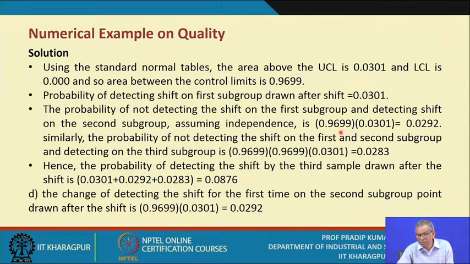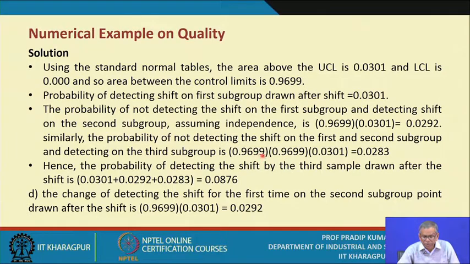The probability of not detecting the shift on the first subgroup and detecting the shift on the second subgroup, assuming independence, is this one. That means, in the first sample drawn after the shift there is no detection, that probability is 0.9699, but at the second sample you could detect the shift, and that probability is 0.0301. So, by the second sample, what is the probability of detection? That is 0.0292.